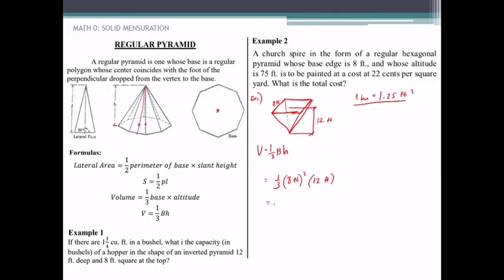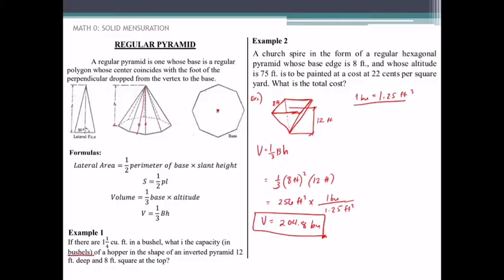So that we have now 256 cubic feet, but let us try to convert. Again, in 1 bushel, there is 1.25 cubic feet. So therefore, you have your volume now, 204.8 bushels. So in terms of bushels. So may gipangita sa problem in bushels.